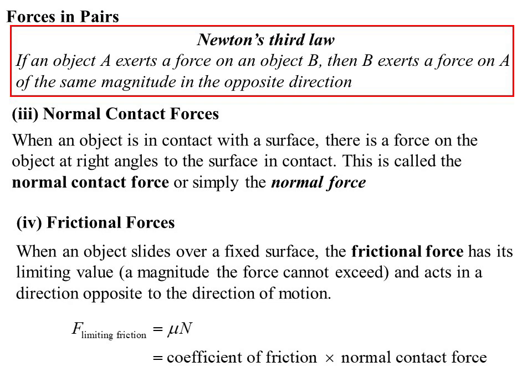Frictional forces. So when you're sliding over a surface, the frictional force will have some limiting value. So that's the size that the force can't exceed. It acts in a direction opposite to the motions. Friction acts in opposite direction to motion. So the limiting friction will be some constant times that normal force. So mu, I've just called the coefficient of the friction, whatever the multiple happens to be.